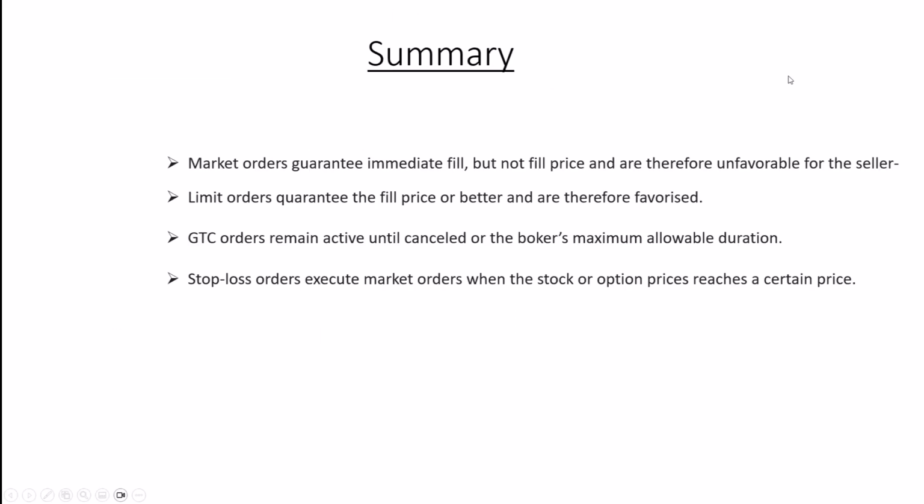To summarize, we were talking about the market order, limit order, GTC order, and stop loss order. Market orders guarantee immediate fill but not fill price and are therefore unfavorable for the seller. Limit orders guarantee to fill the price or better and are therefore favored. Good till cancel orders remain active until cancelled or the broker's maximum allowable duration. Stop loss orders execute market orders when the stock or option prices reach a certain price.